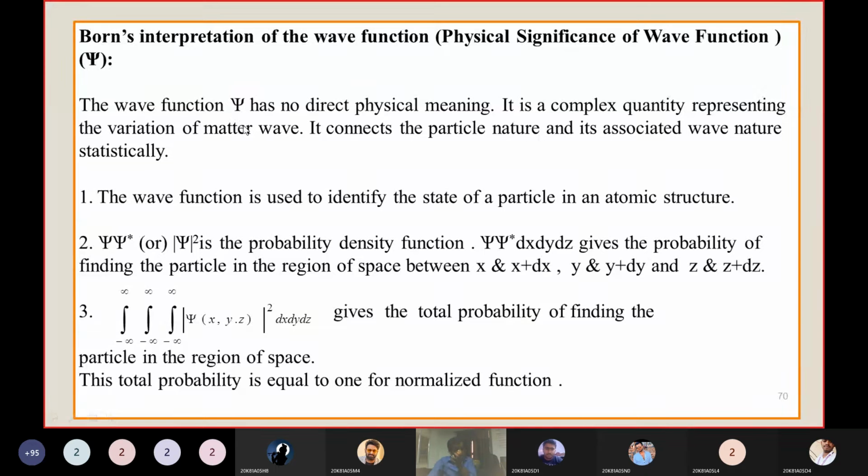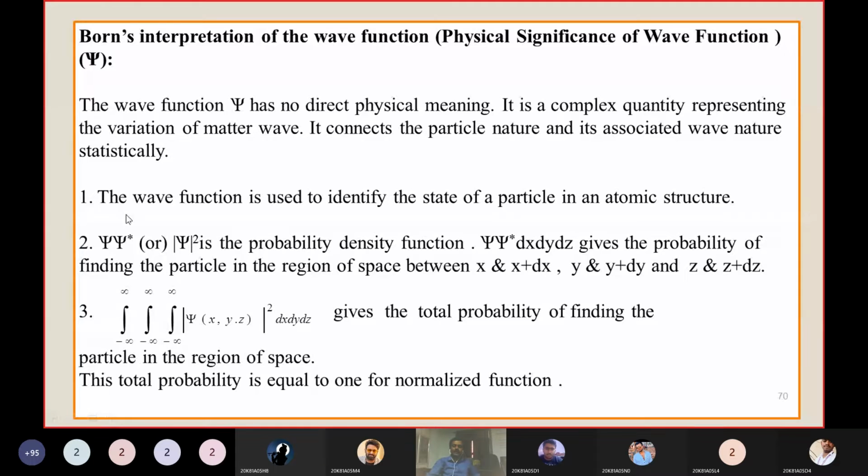According to Born's interpretation, the wave function psi has no direct physical meaning. It is a complex quantity representing the variation of the matter wave. It connects the particle nature and its associated wave nature statistically. So by using this wave function, we can explain the particle nature as well as the wave nature of the particle.